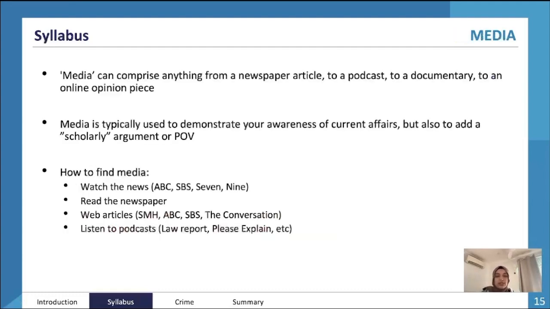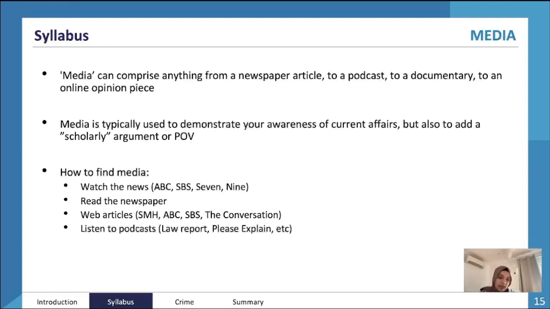So media is typically used to demonstrate your awareness of current affairs, but also to add a scholarly argument or point of view. You're basically showing the marker, hey, look, I'm not just waffling, I know what I'm talking about, I've done my research, and I can go into detail and in depth in terms of my understanding of this specific dot point or issue or topic, especially if you're making a judgment, right? If you're arguing that actually the law is only partially effective and there are areas of ineffectiveness, then you could say, and this is shown through this opinion piece or this article.